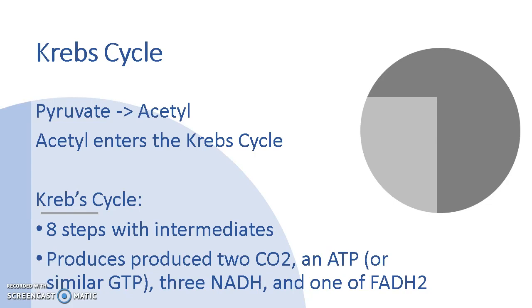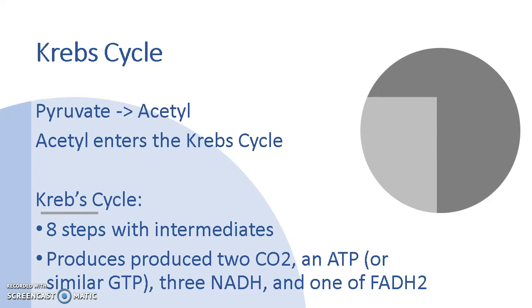The Krebs cycle is an 8-step closed process of chemical reactions that create different molecules called intermediates until finally regenerating the molecule it uses in its first step. One of the intermediates that it creates is citric acid, which is why another name for this pathway is the citric acid cycle. After one cycle of reactions, the Krebs cycle has produced 2 CO2, an ATP or similar GTP, 3 NADH, and 1 FADH2, the reduced form of FAD+.